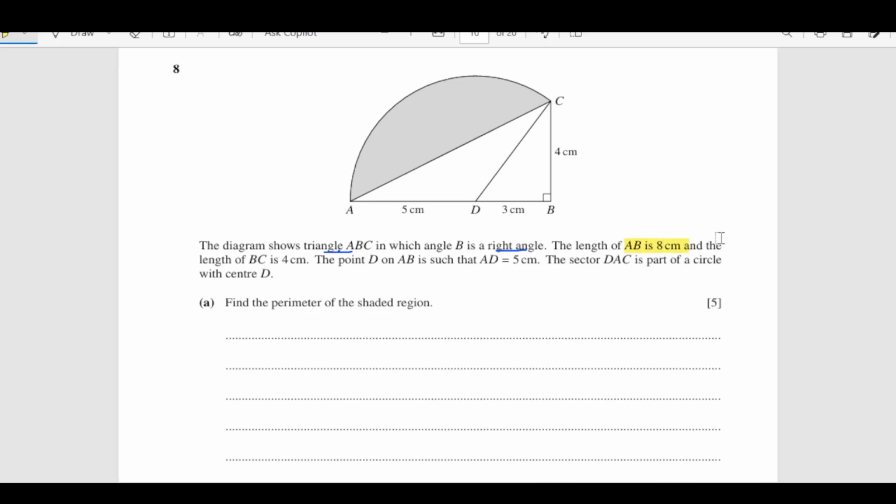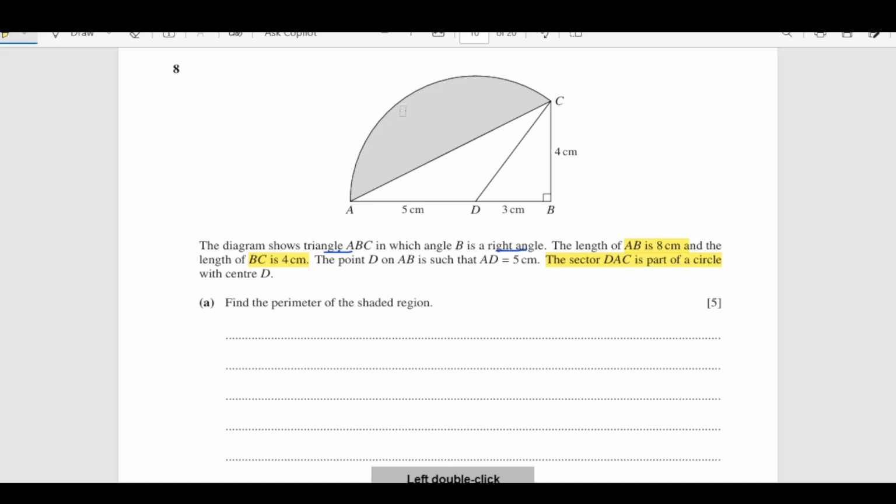This total from here to here, and the length of BC is 4. Point D on AB is such that AD is equal to 5 centimeters. This one is 5. The sector DAC is part of the circle. Find the perimeter of the shaded shape.